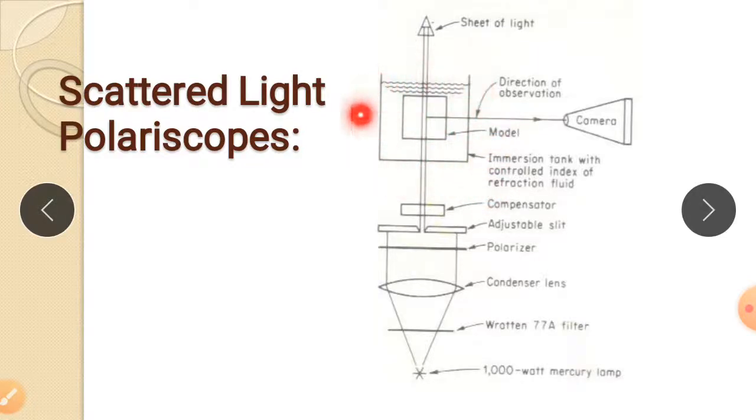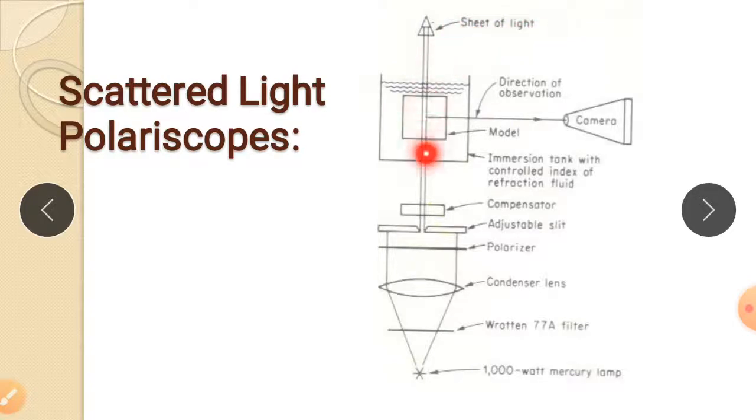Next, you can see one tank, and in the tank one fluid is filled. The model is immersed in a tank with a controlled index of refraction fluid. The model has some refractive index and the fluid also has a refractive index, and they are the same. So then what happens? The light coming from here does not get any refraction and is transmitted to the model, and it only gets scattered. By that, at any point the scattered light is observed through this camera, where you can see the amount of stress developed at that point.